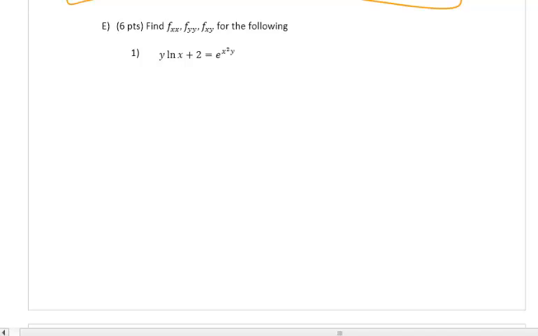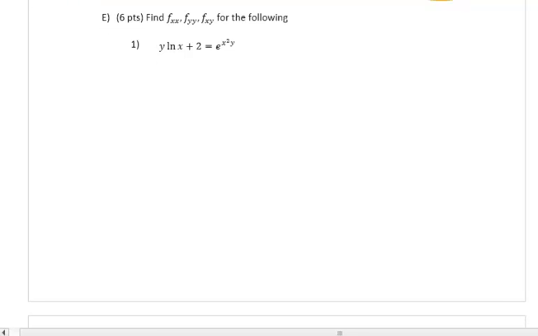Part E, finding all the partials, second order partial derivatives. First, if we take fx, the derivative with respect to x, y is a constant, so we have y over the derivative of the natural log of x, which is x. By the way, remember I said there was a typo here. That equal should have been a plus.